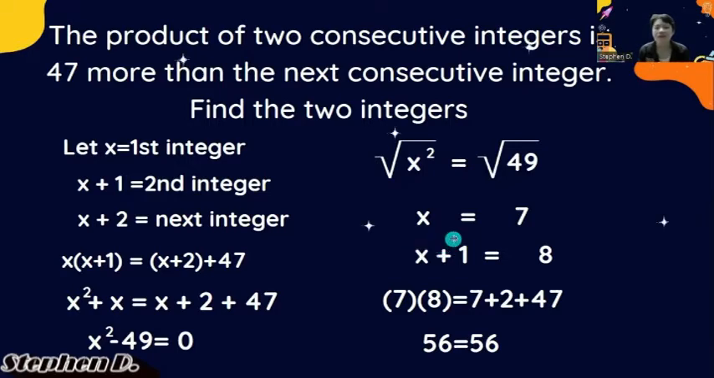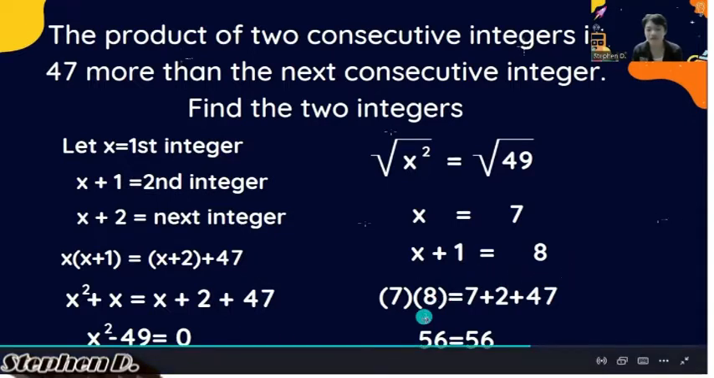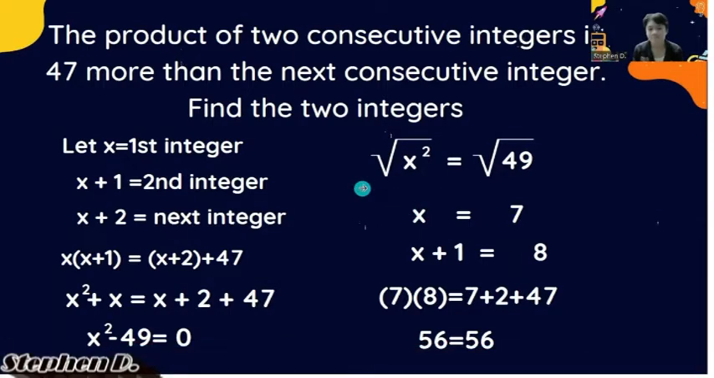Then our second integer would be 8, because x, which is 7, plus 1 is 8. If we substitute our values into our formula, we will get 7 times 8 is equal to 7 plus 2 plus 47. If we compute all of those, we will get 56 equals 56, which means it is qualified.